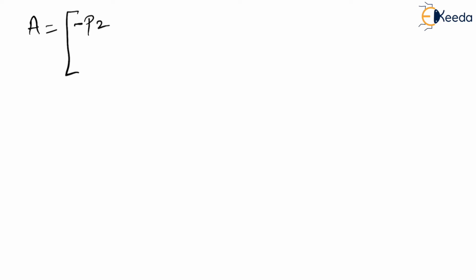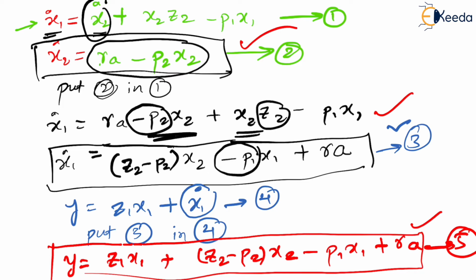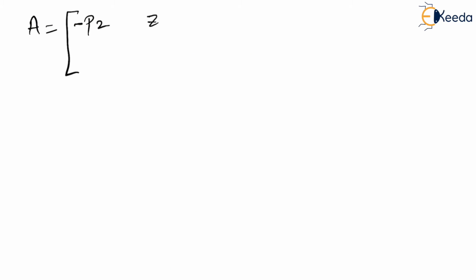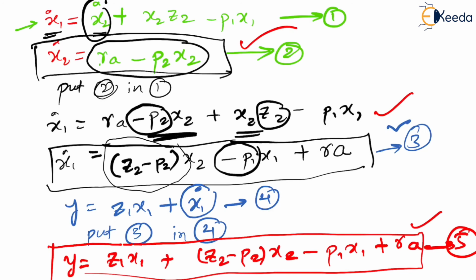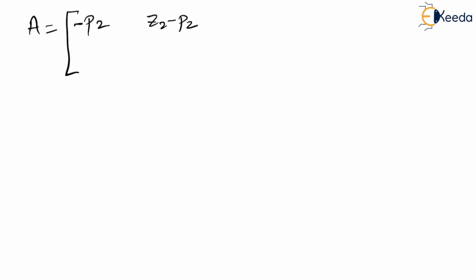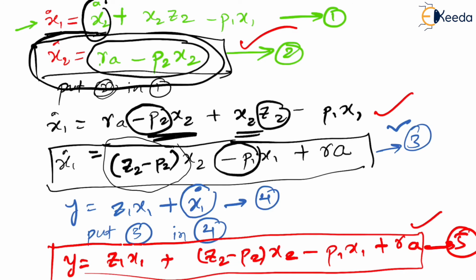The next is the dependency on x2, because here I am going to have x1 and x2 only. Yes. Dependency on x2 is z2 minus p2. So it goes z2 minus p2. Similarly, what about x2 dot here? Is there any dependency on x1? No, the x1 term is not there. So it is going to become 0.